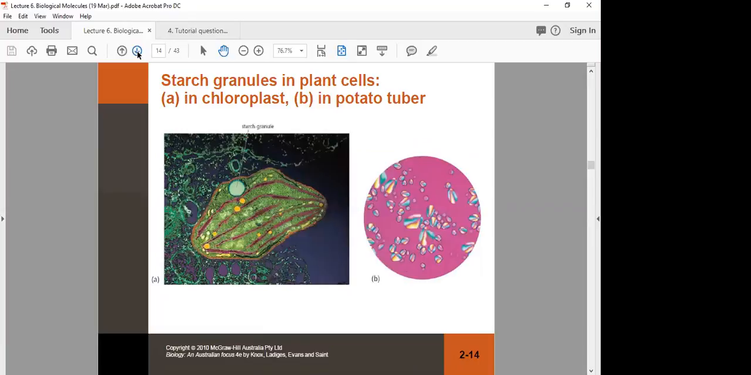All right, just a couple of nice photos here showing starch granules.